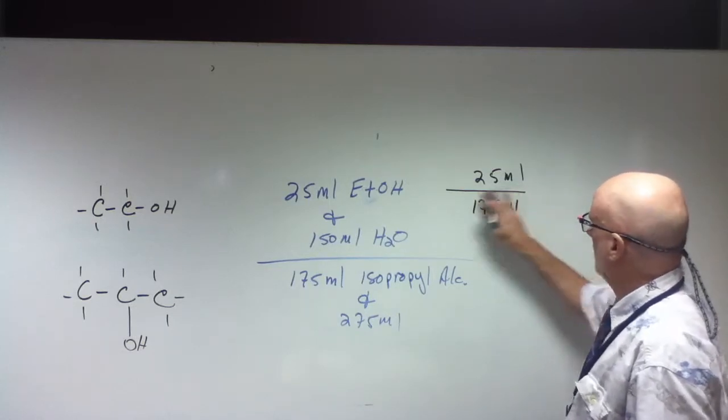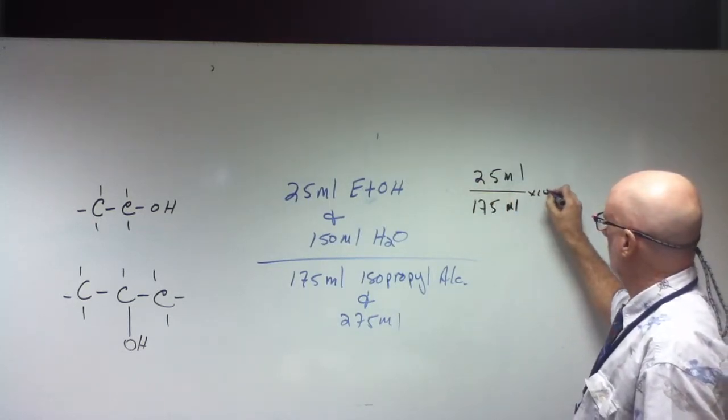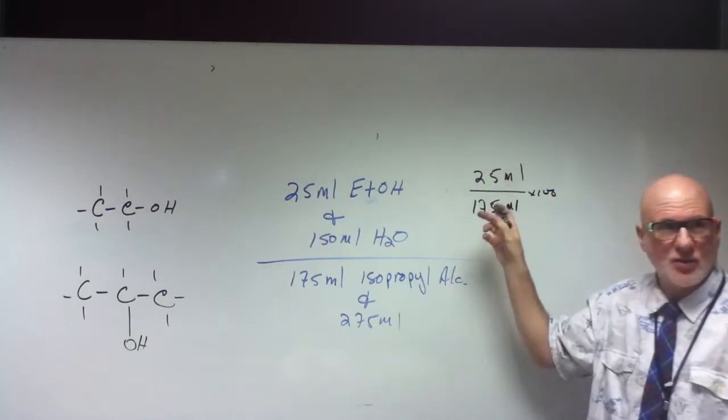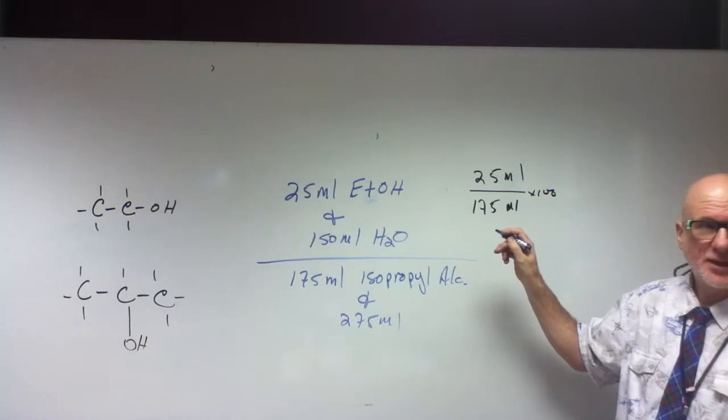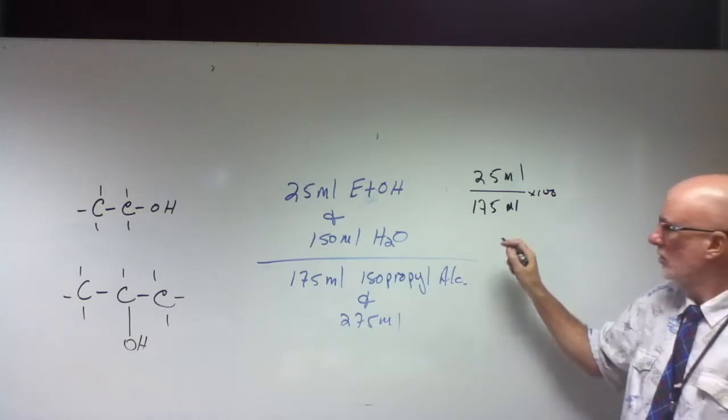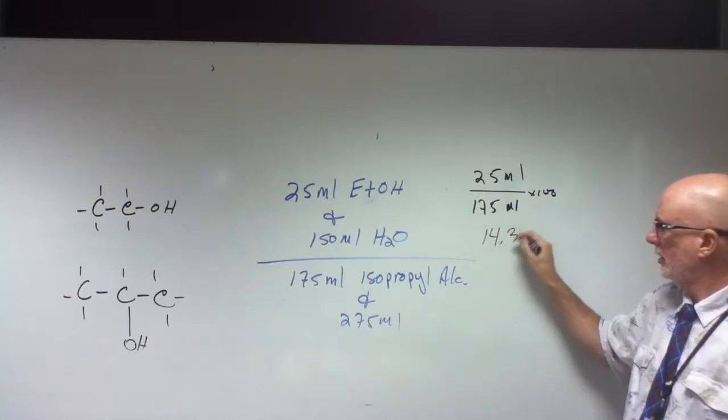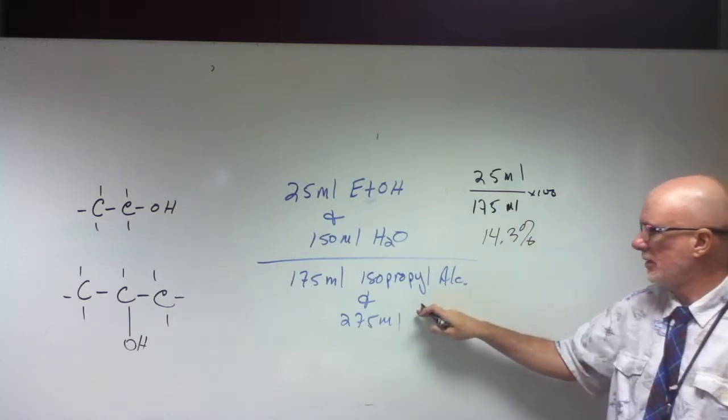And what's that going to be? Times 100. So what's 25 over 175? 14.3. 14.3%. Okay, what about this one here?